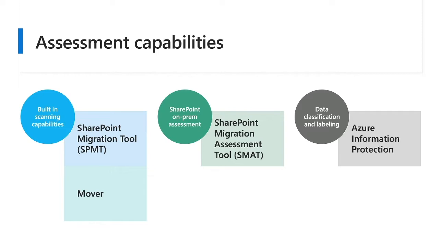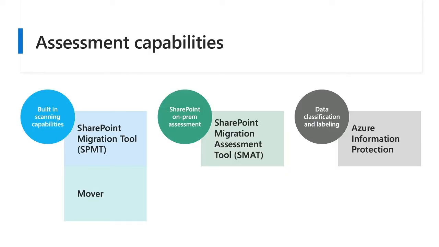So both the SharePoint migration tool and Mover have built-in scanning capabilities. And if you're migrating from a SharePoint on-premises environment, you can leverage a SharePoint migration assessment tool to get an in-depth assessment of your on-premise environment. Finally, as the on-prem content tends to grow organically with little governance, you can leverage the Azure Information Protection scanning tool to help classify and add labels to your content before migrating.